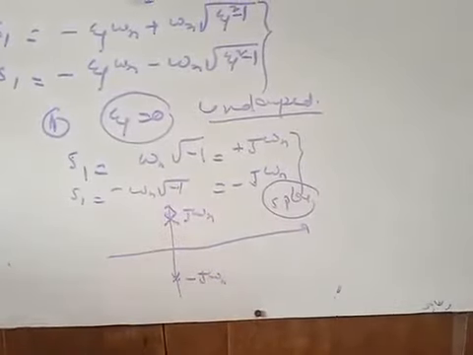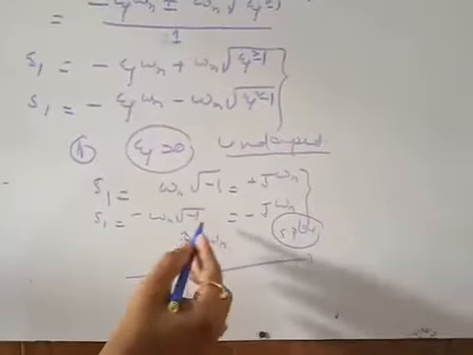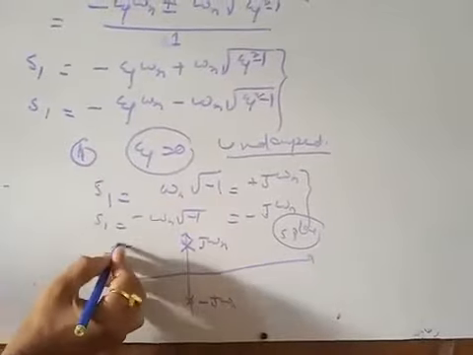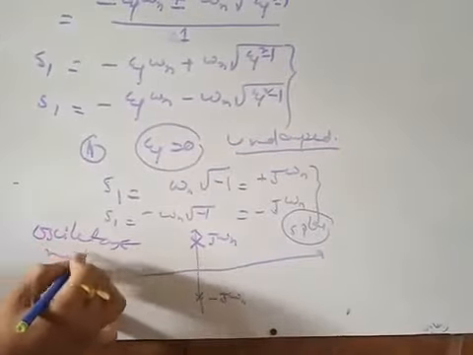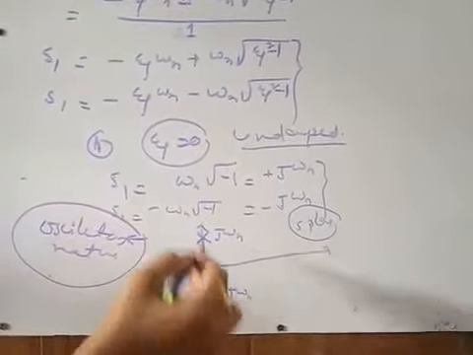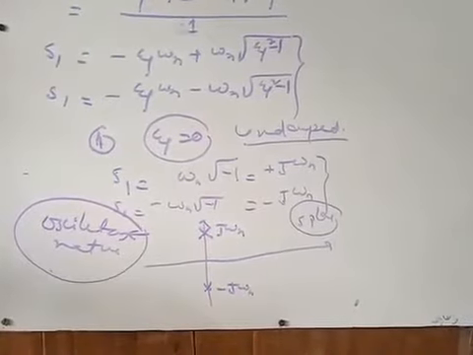Now, we have already discussed that if the poles are located on the imaginary axis, the system is oscillatory in nature. That is the condition for the oscillations. That means the poles are located on the imaginary axis at xi equal to 0.